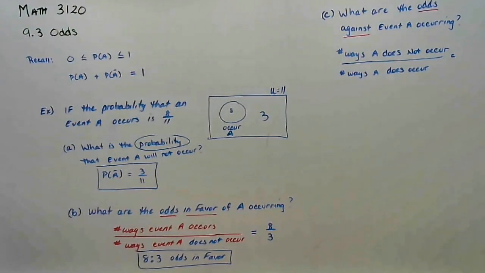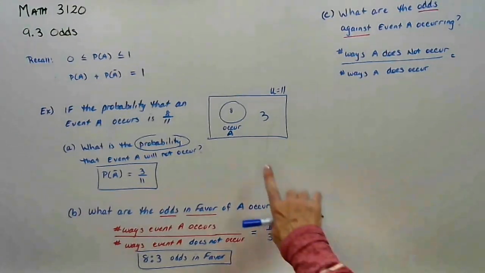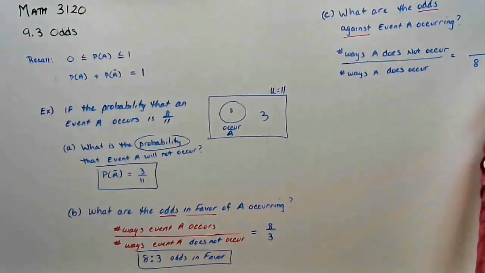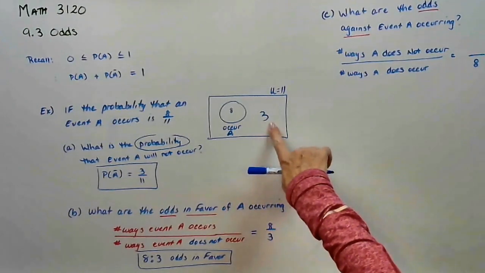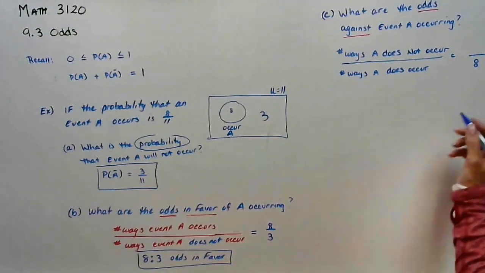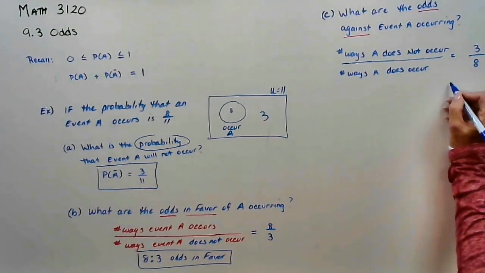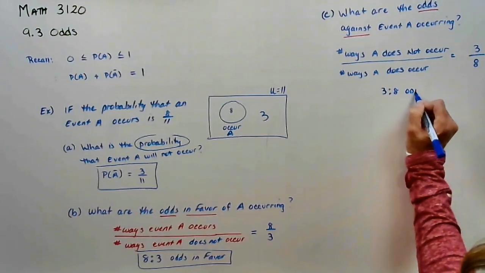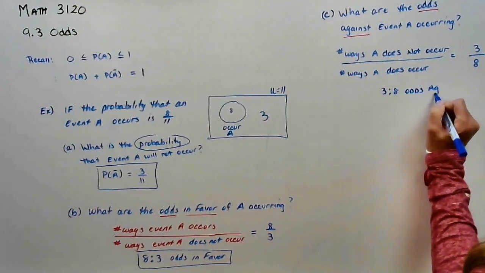So how many ways does it not occur? Well, I know it occurs 8 times, which means the other 3 out of the 11 are not A. So you would say there are 3 to 8 odds against.